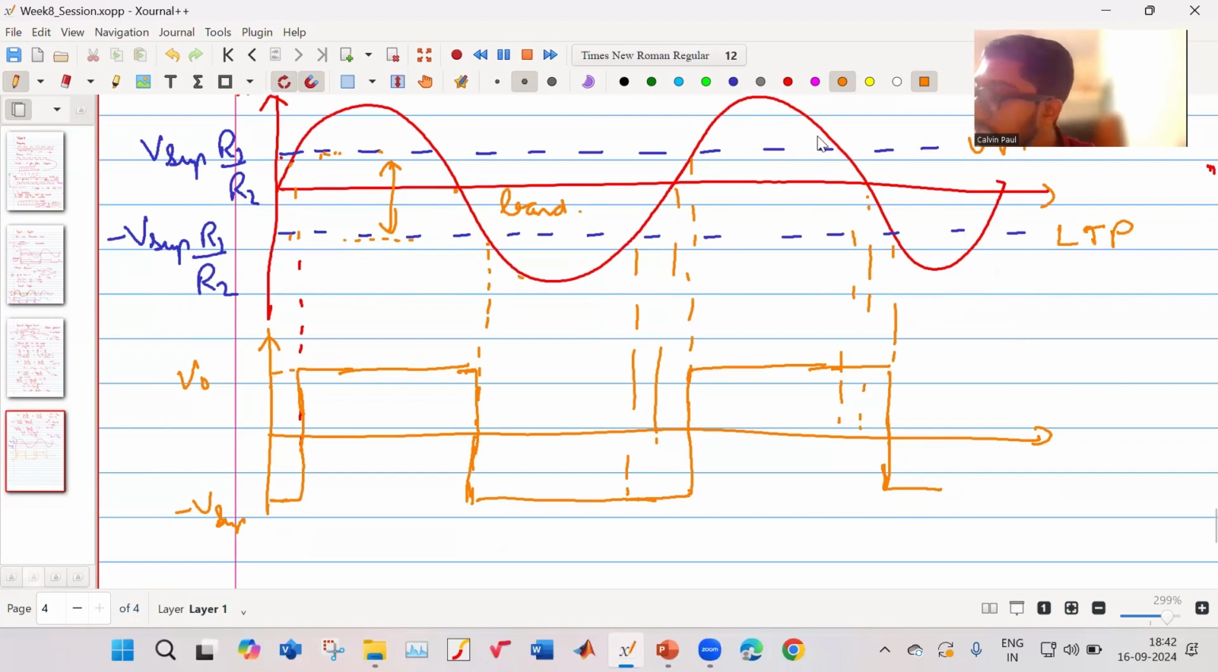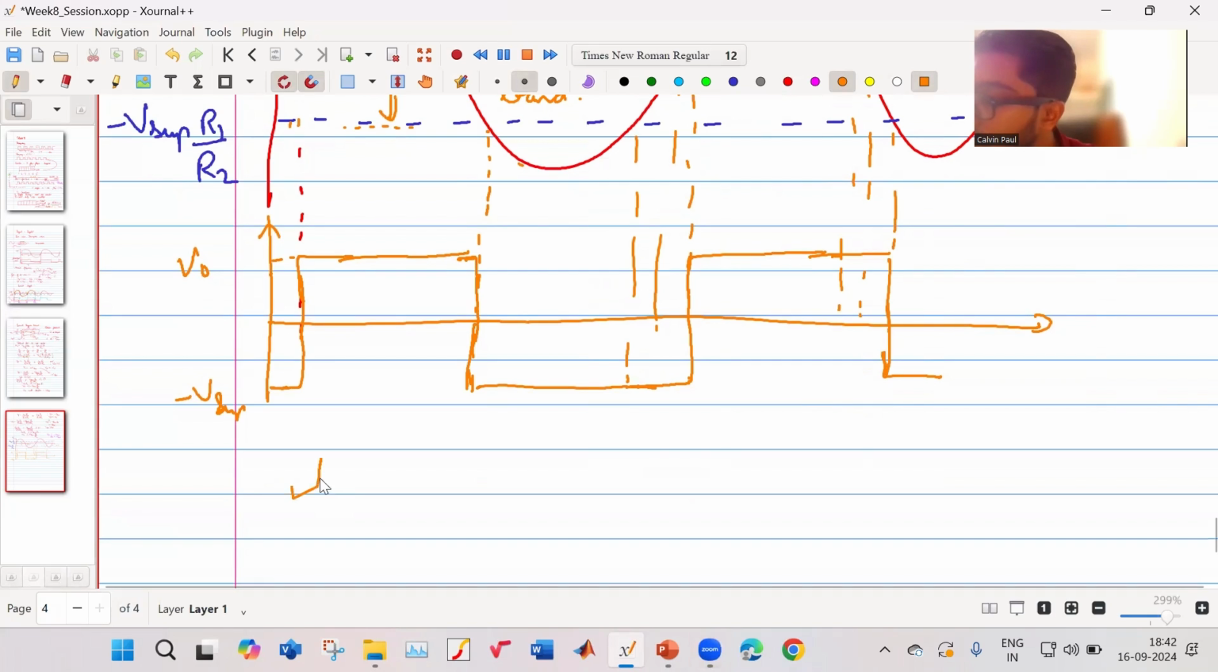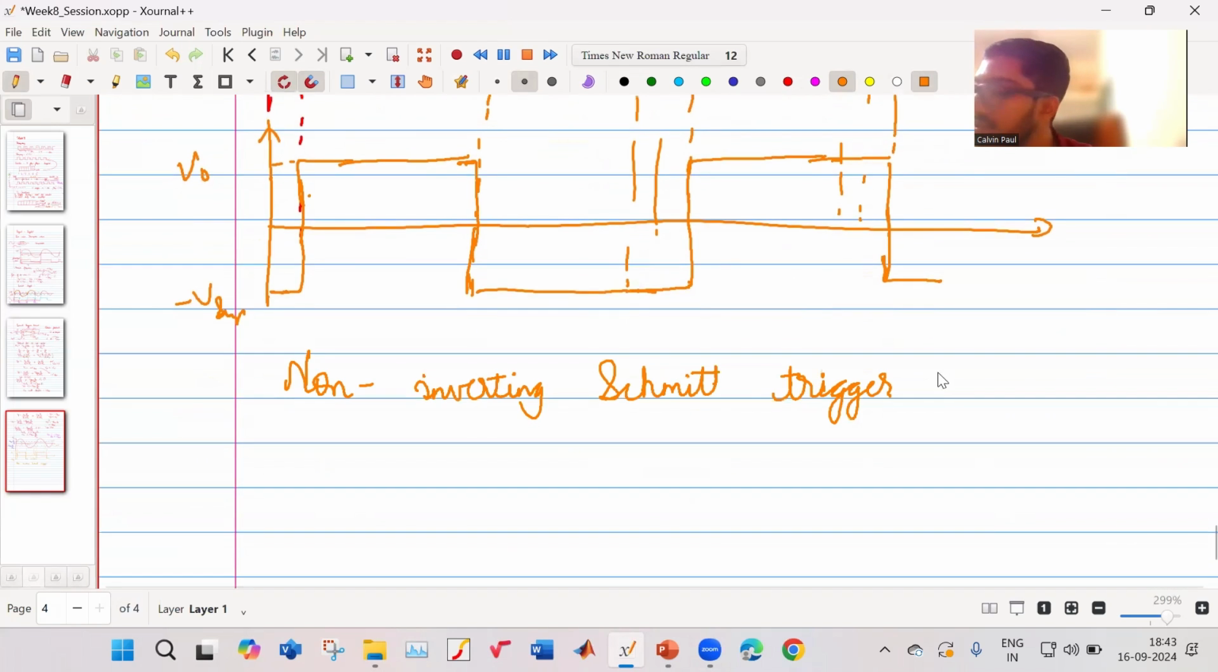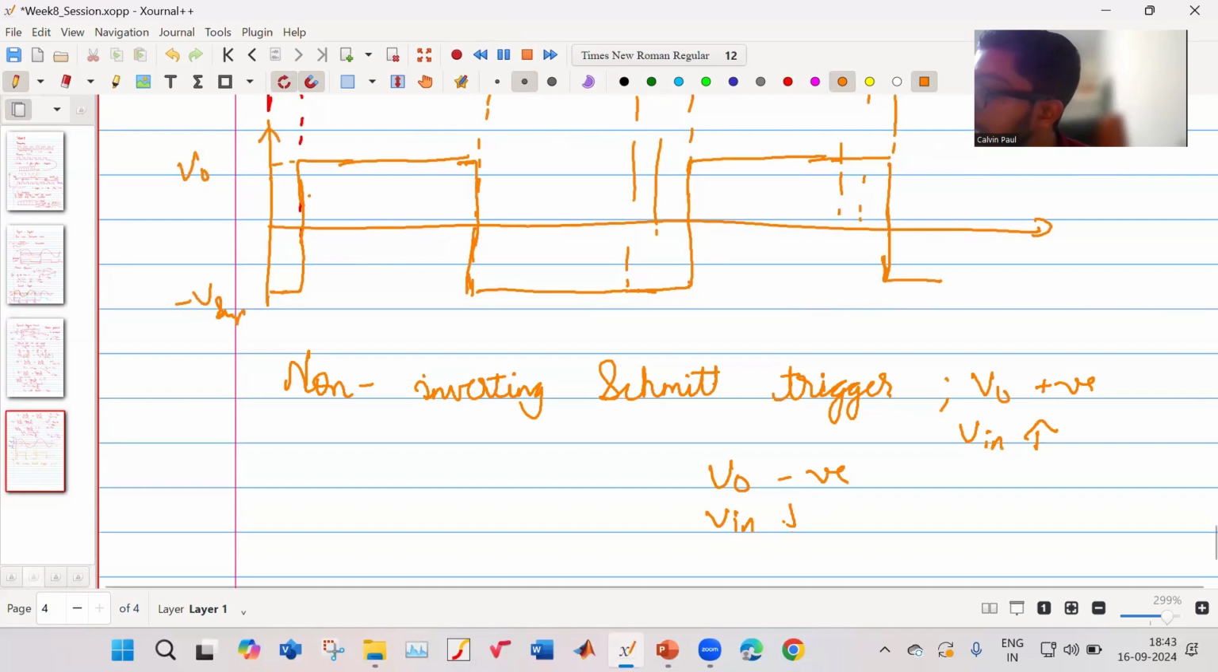Thank you. So this is actually a non-inverting Schmitt trigger. Your output is changing when your input is increasing, because your output is going positive when your input is going positive. Your output becomes negative when your input is reducing. So that's why it is a non-inverting.